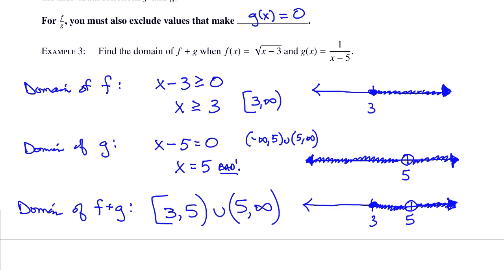The way to think about the domain for one of these added or subtracted functions or anything, it has to be elements that work for both functions that are involved. So the only elements that would work for both f and g are elements that are not equal to 5 and bigger than or equal to 3. And that's exactly what we have. Bigger than or equal to 3, but not equal to 5.